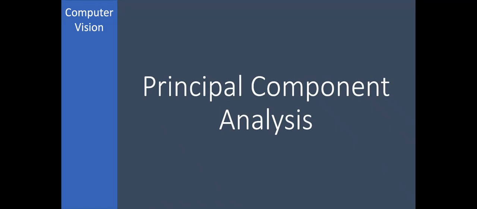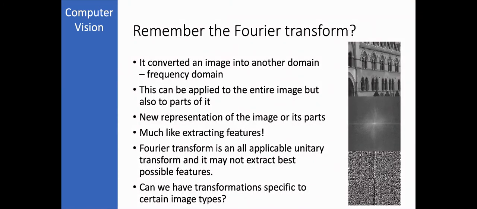The last topic we will discuss today is principal component analysis, and this will be useful for multiple courses in the future. So remember the Fourier transform. It converted an image into a domain, basically a frequency domain. And we could actually look at the magnitude here or the phase. So it actually created another representation of the image.